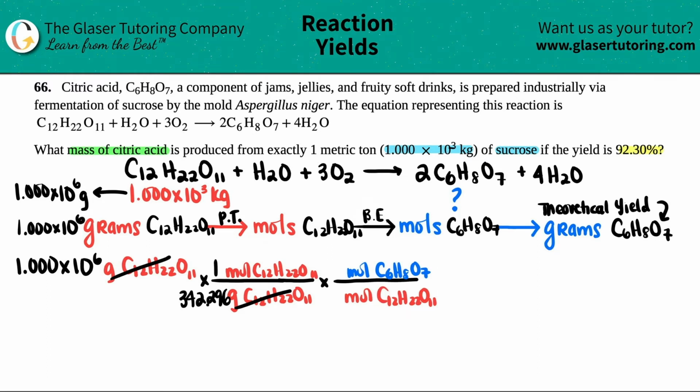So for the sucrose, there was no number here, right? So that means that there was just 1. So there was just 1 of these. So that's why there's a 1 here. And then for the citric acid, there was a 2 here. So I'm going to put a 2. And then finally, let's just get those in grams. So mole of C6H8O7 on the bottom, and grams of C6H8O7 go on the top.